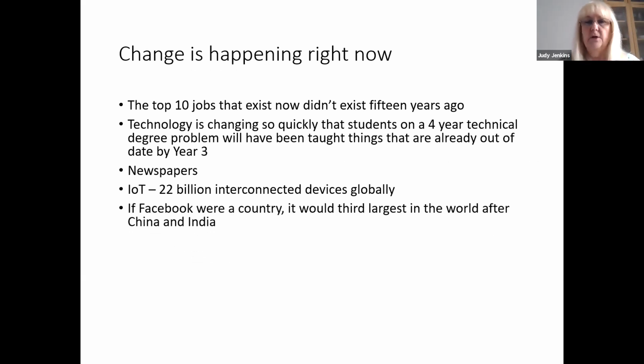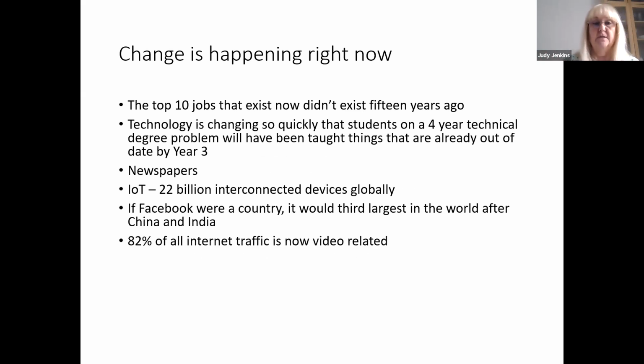If Facebook was a country, it would be the third largest in the world after China and India. That is because Facebook, as social media, has changed the way in which we interact and communicate. And we can use social media as a very powerful tool for health education purposes as well.